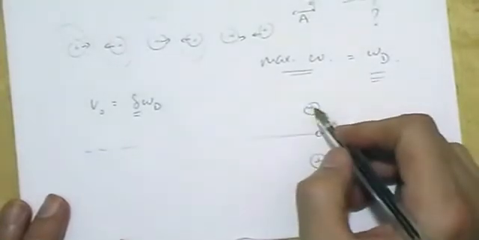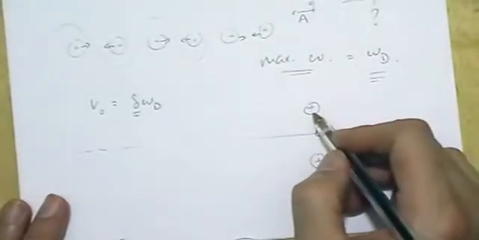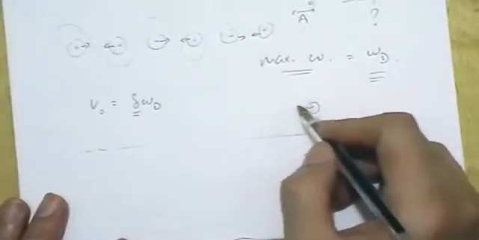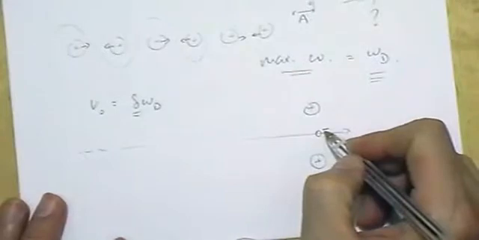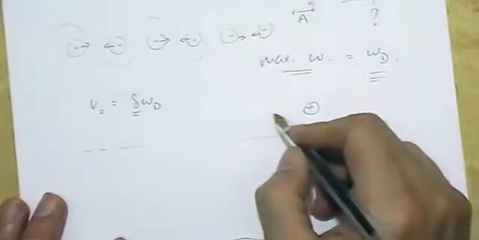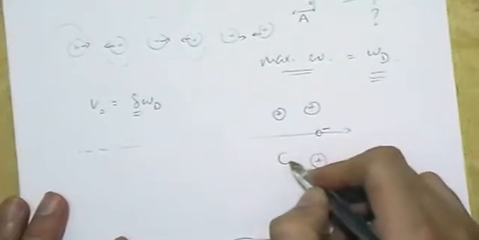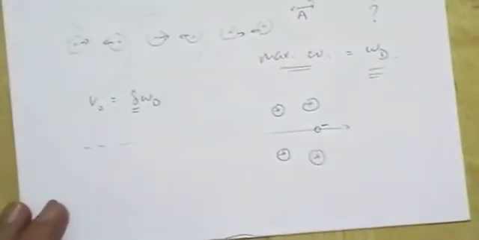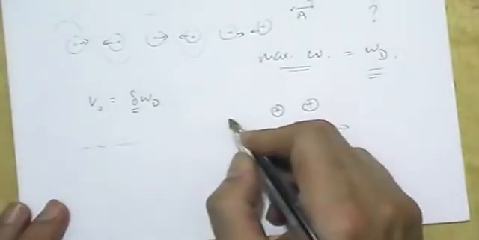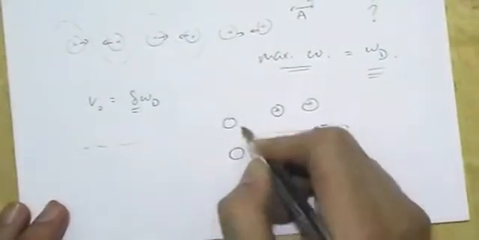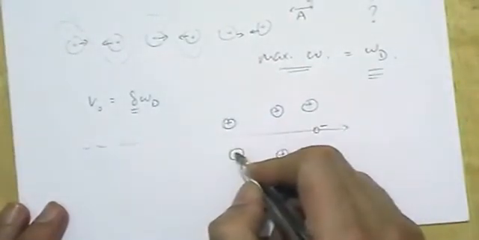Now for the ions which are not too far behind, let's say this ion, it would have experienced some force from the electron for a short time, so it would be displaced by a small amount. Let me say that again.